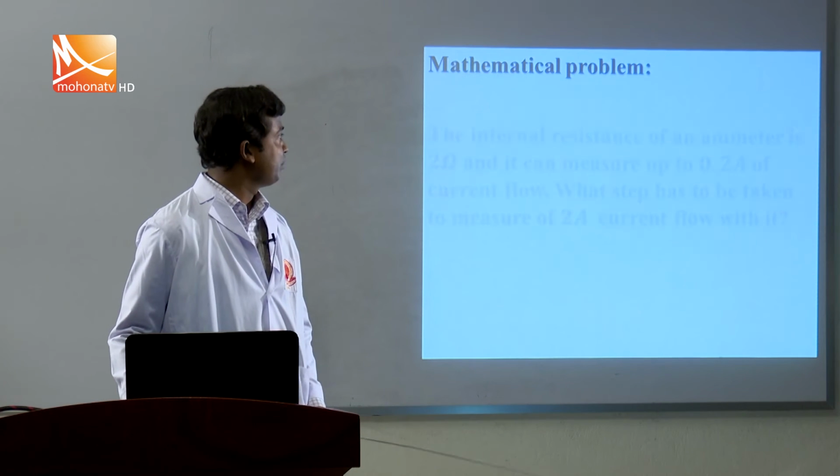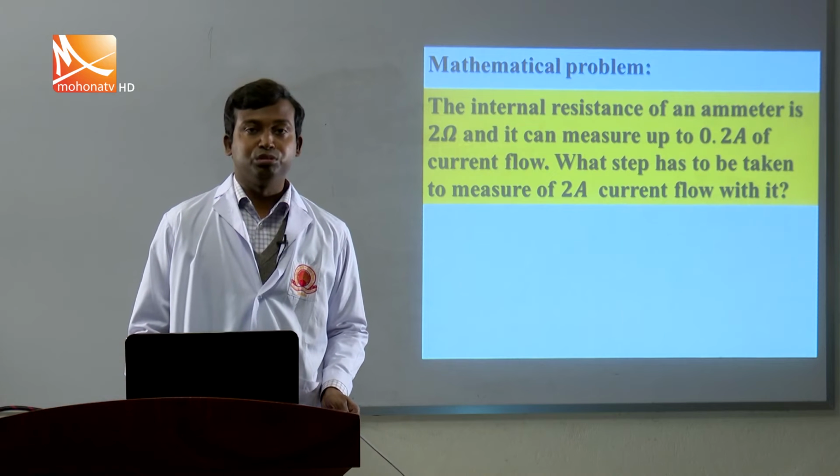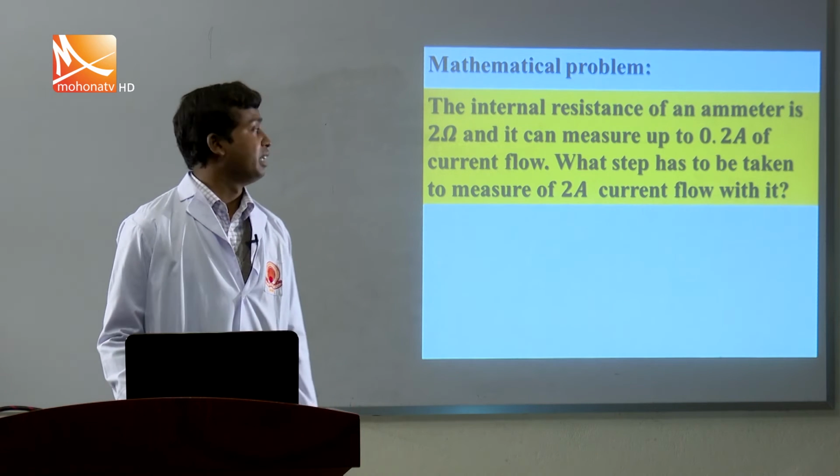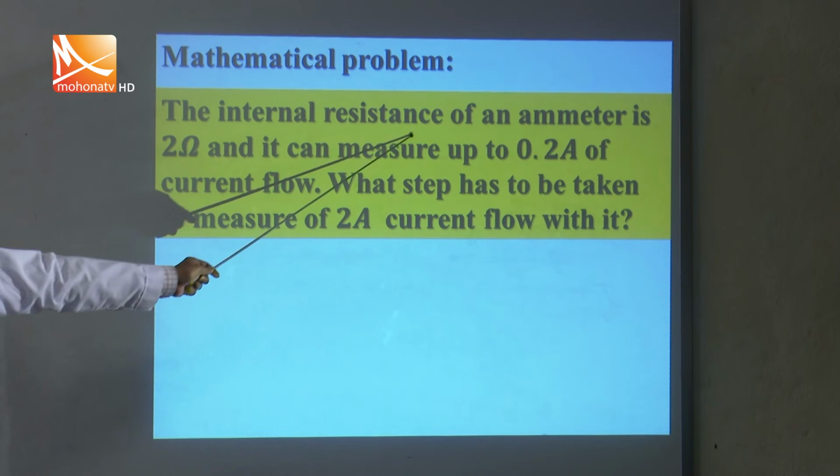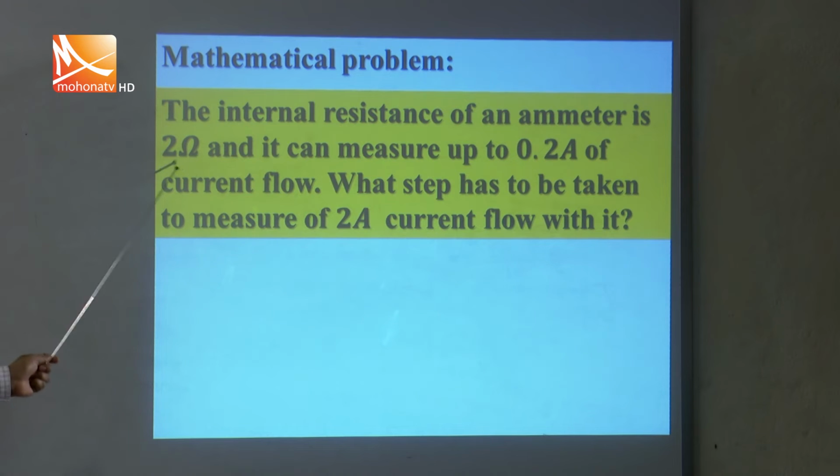Now let us do some mathematical problems related to how to increase the range of the ammeter. This is the internal resistance of an ammeter, 2 ohm. It can measure up to 0.2 ampere of current.